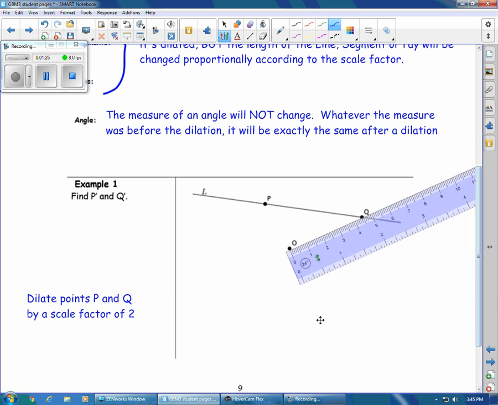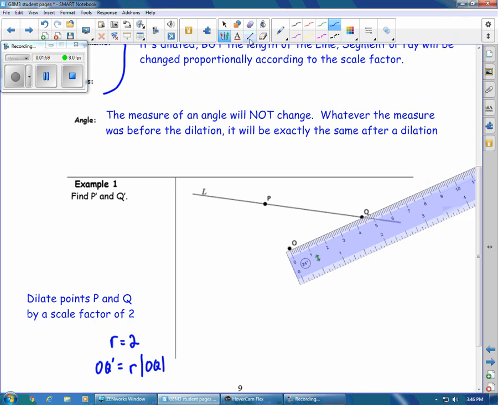Example 1 says find P prime and Q prime. They took away the direction, so I'm just going to add some back in. Dilate points P and Q by a scale factor of 2. So our r, remember we said we were going to use r for the scale factor, our r equals 2. Now I'm just going to write our rule here. So the dilation, we'll call it OQ to start. So OQ prime is going to be equal to our scale factor times the original length of OQ. That's our rule that we're going to use.